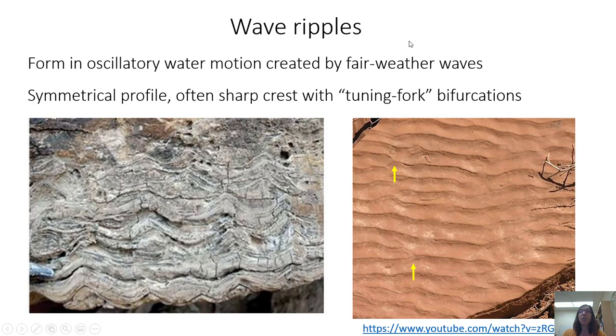Here's another set of examples of some of those wave ripples. Again, these are forming in oscillatory water created by fair weather waves. You can see here some of these sharp crests of these oscillatory ripples. And again, on the bed form, you'll see these sharp crests and this tuning fork bifurcation. So here's our cross stratification, and here's our bed form on the right-hand side. We can also watch a quick video about how these ripples form.